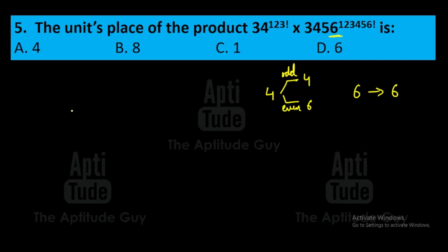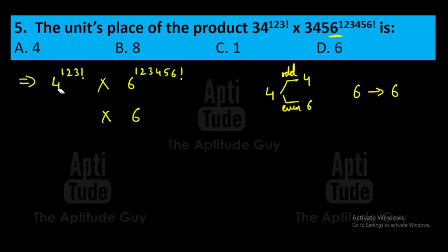Alright, now let's do it. First level of simplification, only the base value. So we have 4 to the power 1, 2, 3 factorial into 6 to the power 1, 2, 3, 4, 5, 6 factorial. Wow. Now first and foremost, which is the easiest one over here? Obviously this one. 6 to the power anything ends with 6. So this part is 6 for sure.